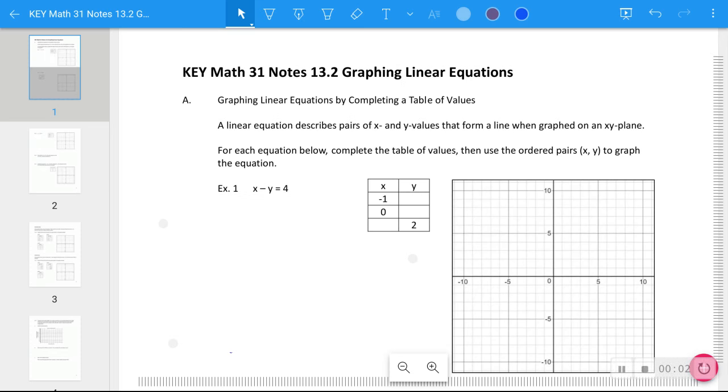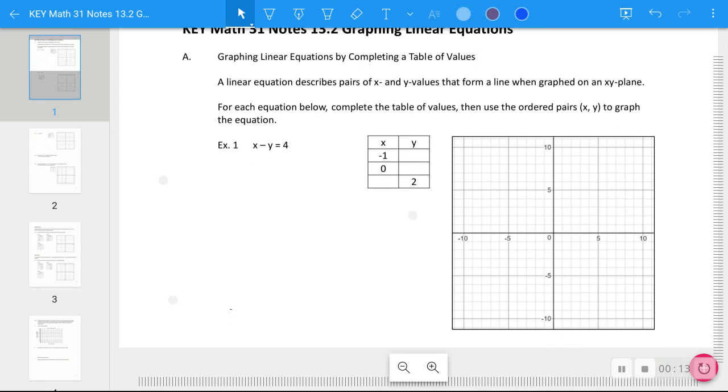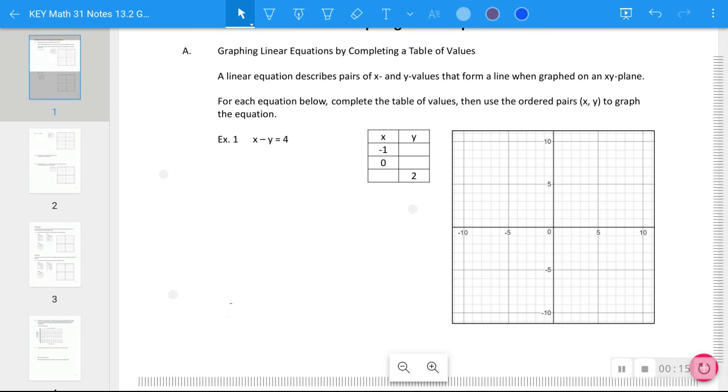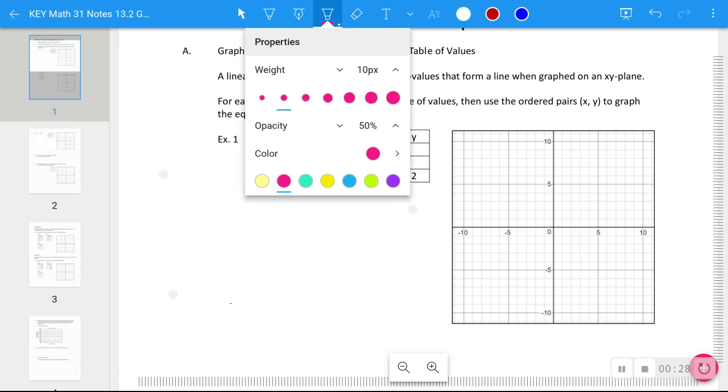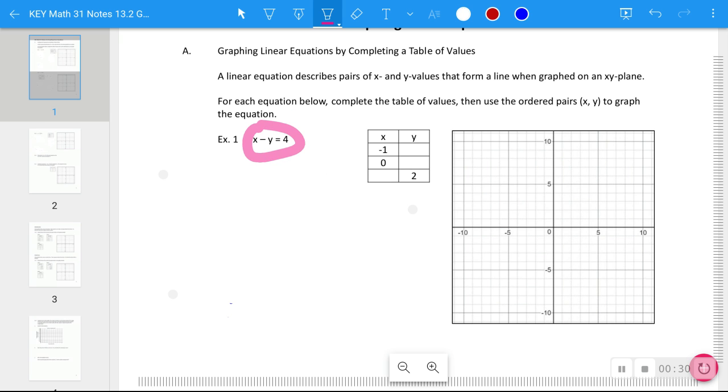Okay, we're going to be looking at the notes for section 13.2, graphing linear equations in Math 31. And our goal here is pretty simple. This is not much different than the last section. We're going to be using a table of values at the start here, and they're going to give us an equation. You can see that they give us the equation x minus y equals 4 to start out with, okay?